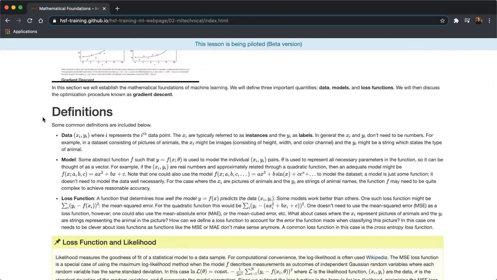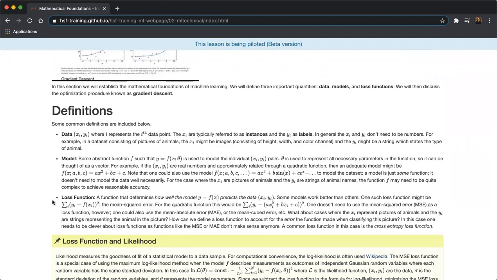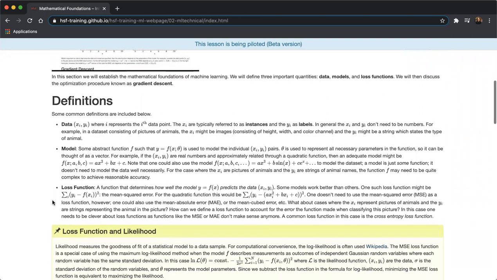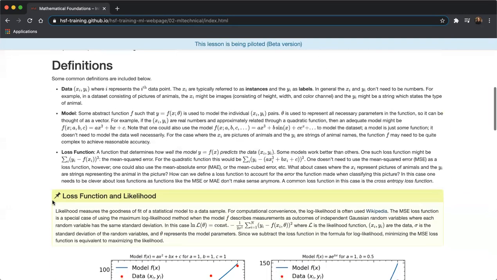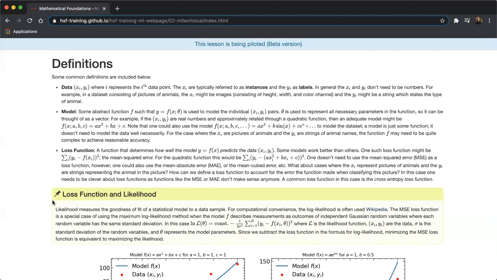Here are some definitions for data, model, and loss function. I'm going to take you through this aside on loss function and likelihood. First, please pause the video and read this part on the loss function. Once you've done that, we can get here. So this is exploring the relationship between loss function and likelihood.